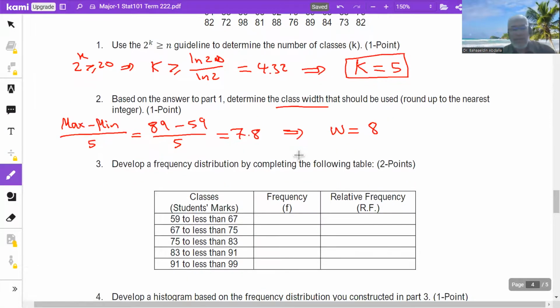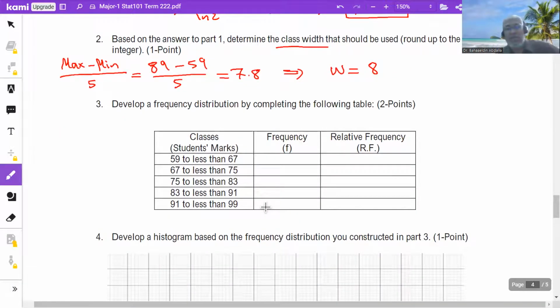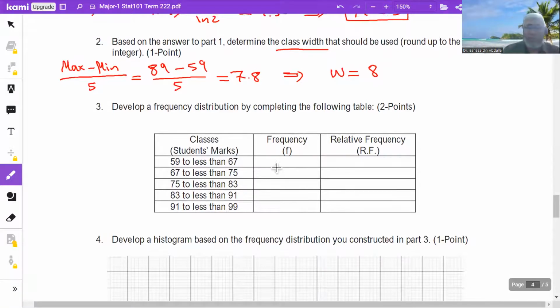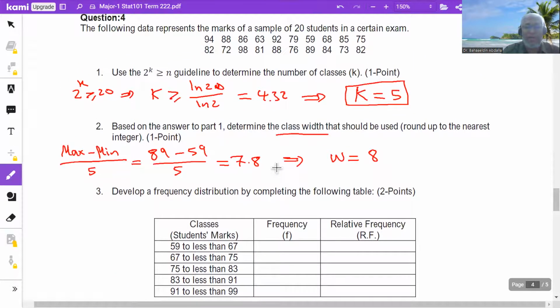And also, if you notice here, if you subtract 75 minus 67, that's 8. Okay. If you subtract 67 minus 59, that's 8. So the class width is also given. Develop a frequency distribution by completing the following table. We need to find the frequency. To find the frequency, I'll make a tally.